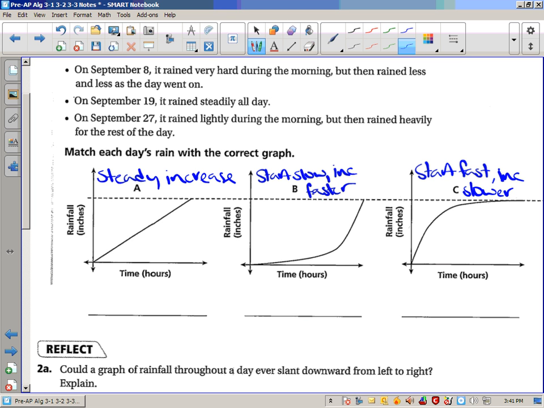So now it might be pretty easy to match it up with the day. So the steady increase day looks like it's September 19th. And then where we start slow and then rain faster looks like September 27th. And then the quick starts very hard and tapers off is the 8th.